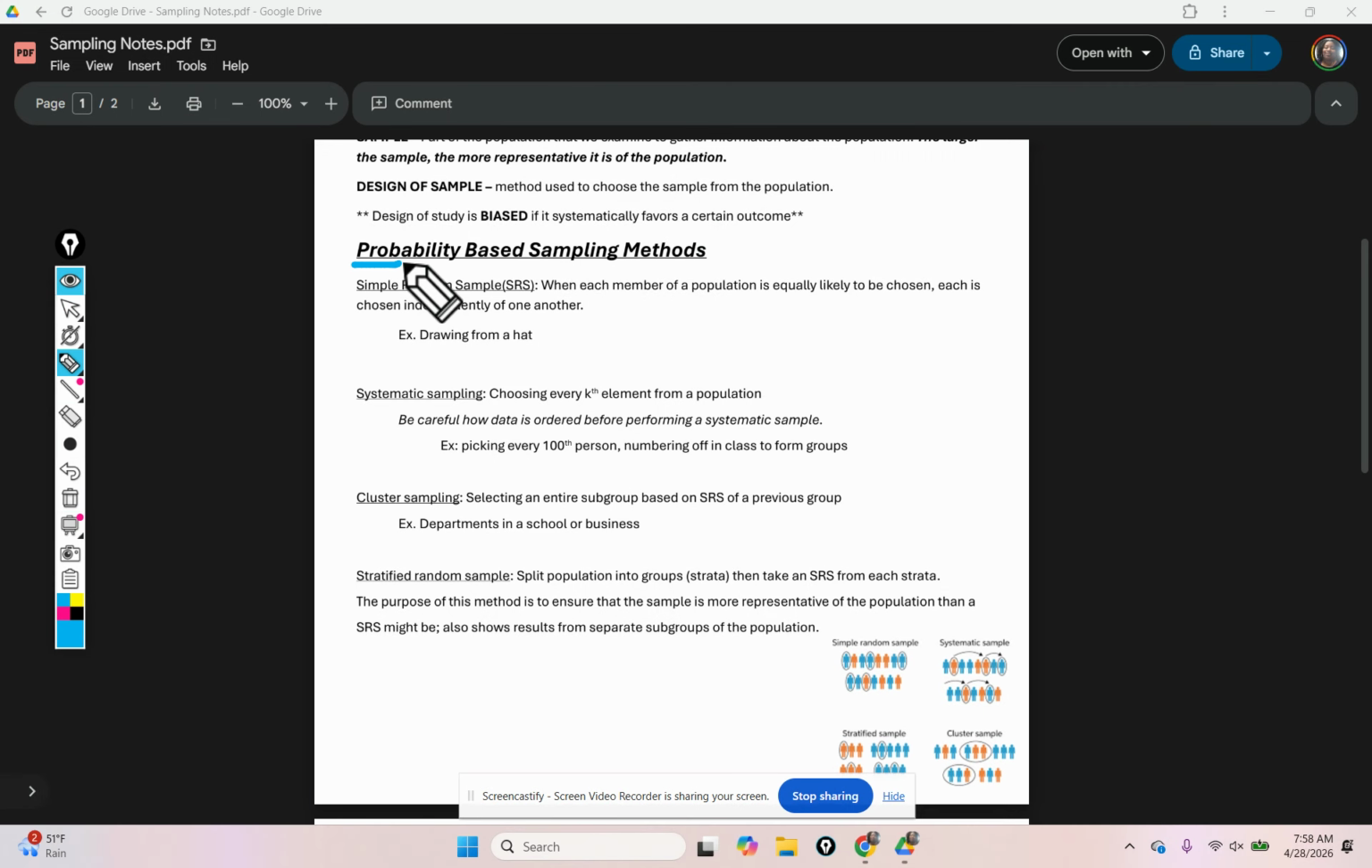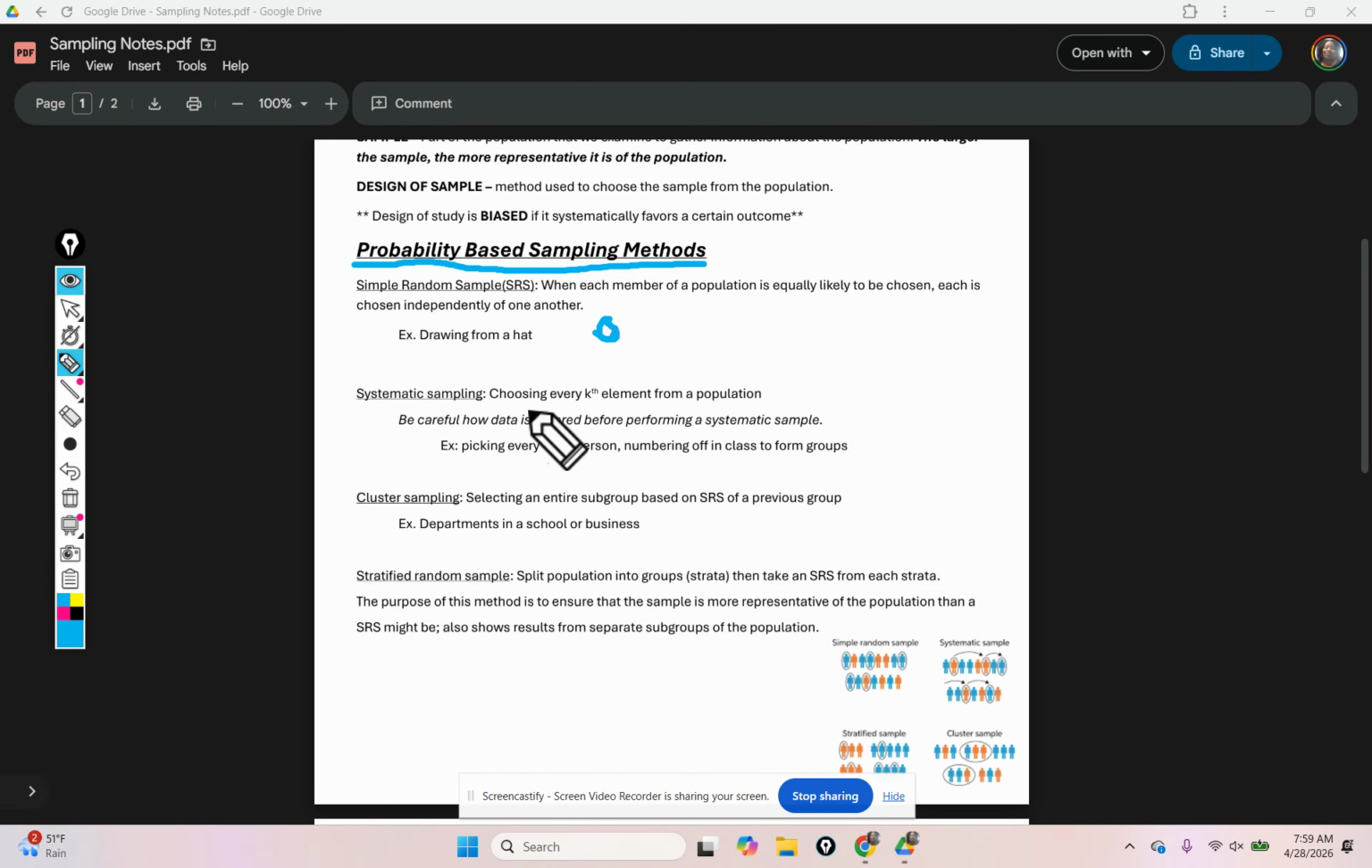All right, your probability-based sampling methods: number one, your simple random sample. A simple random sample is the one that most times happens. With a simple random sample, it's basically when you're choosing names out of a hat, or using a spinner, or if you have popsicle sticks and everybody's name is in the cup, and you're pulling popsicle sticks to gather those names. That's a simple random sample. It's basically completely random.